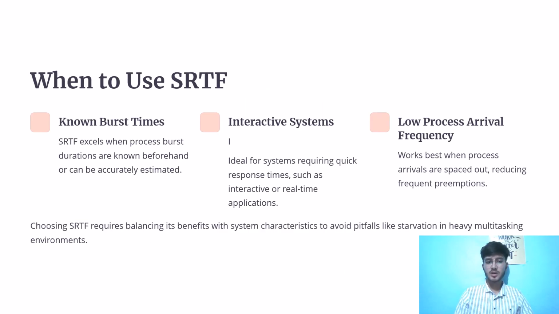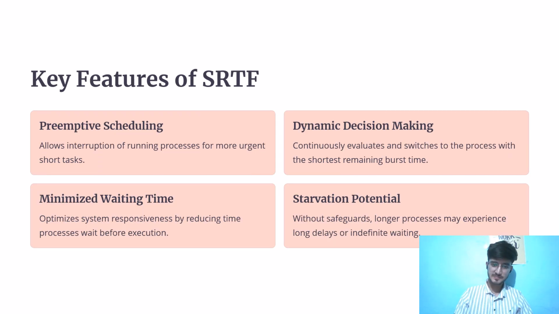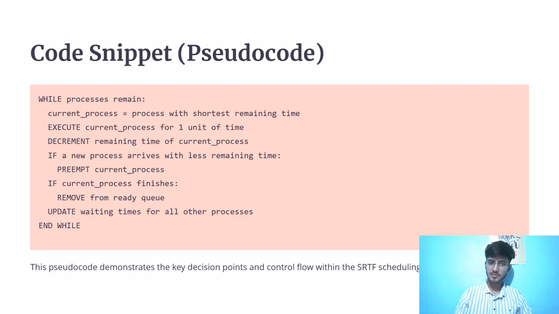When to use SRTF? Firstly, we have to know its burst time, interactive systems, and low process arrival frequency. SRTF excels when process burst durations are known beforehand or can be accurately estimated. Interactive systems: ideal for systems requiring quick response time, such as interactive or real-time applications. Low process arrival frequency: works best when process arrivals are spaced out, reducing frequent preemptions. Key features of SRTF: preemptive scheduling, dynamic decision making, minimizing waiting time, and starvation potential.